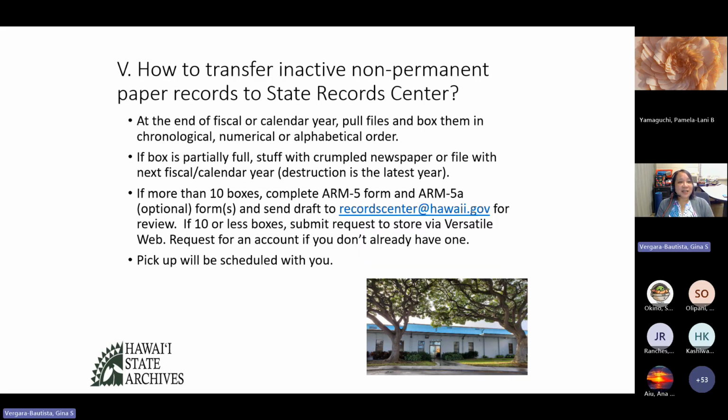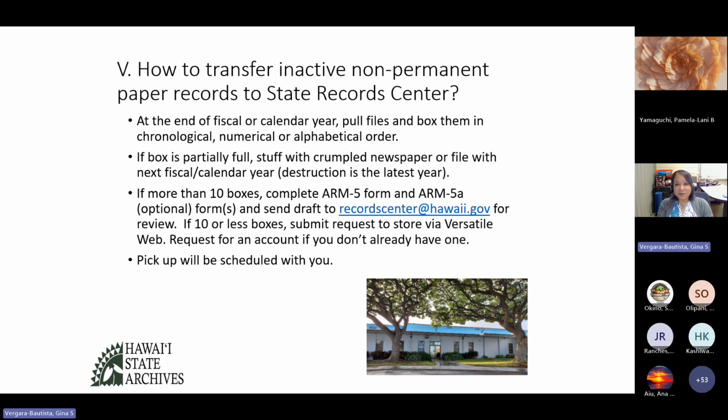So how do you transfer inactive non-permanent paper records to the Record Center? Usually at the end of the calendar year or fiscal year, you pull those files from your file cabinets, box them, and put them in chronological, numerical, or alphabetical order, whichever order you usually keep your files. If the box is partially full, please stuff it with crumpled newspaper or something so the files don't get bent or out of order. And you need to do this by year of destruction.